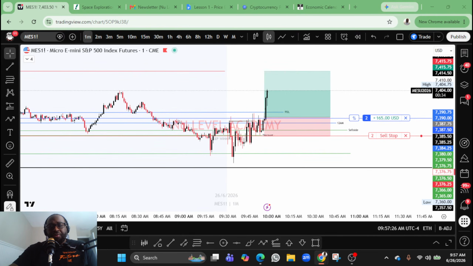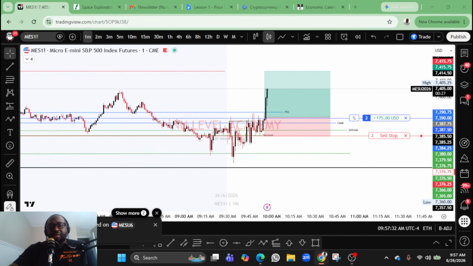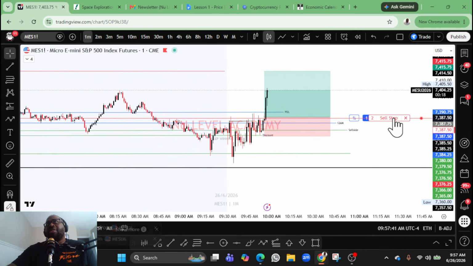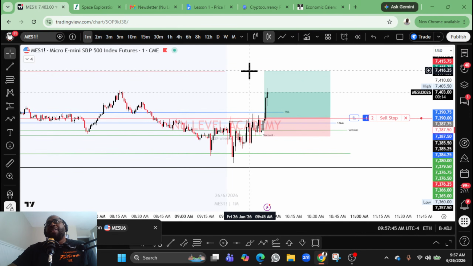All right, beautiful. Nice push towards the upside. We're going to get out of one contract here. Order filled. Take some profits off the table, and now we'll move our stop to break even, and now we just got ourselves a free trade, and we're just going to let this trade play itself out until we get to our target zone.